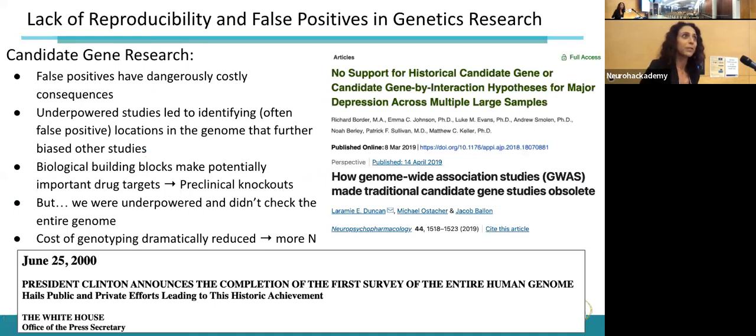Now, neuroimaging was not the first to realize this. I don't know if genetics was the first to realize this either, but there was such a lack of reproducibility and false positives in genetics, and this was expensive. There were a lot of costly consequences to these false positive findings in genetic research. So these underpowered studies led to identifying locations in the genome that you think, oh, this is going to be a great drug target for this disease I'm interested in.